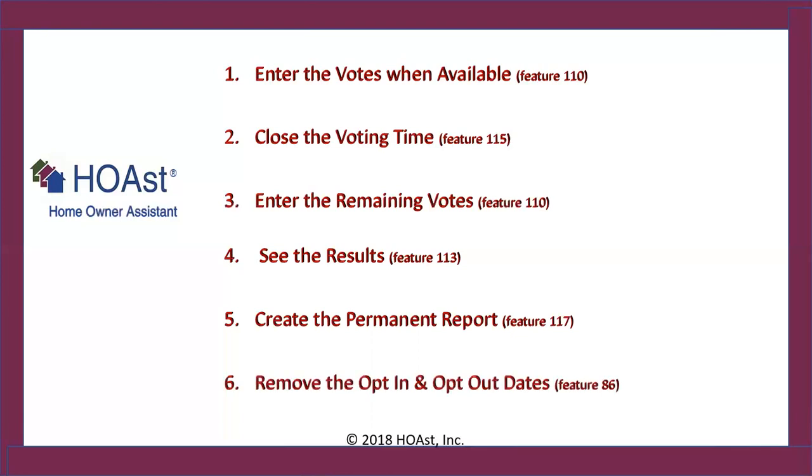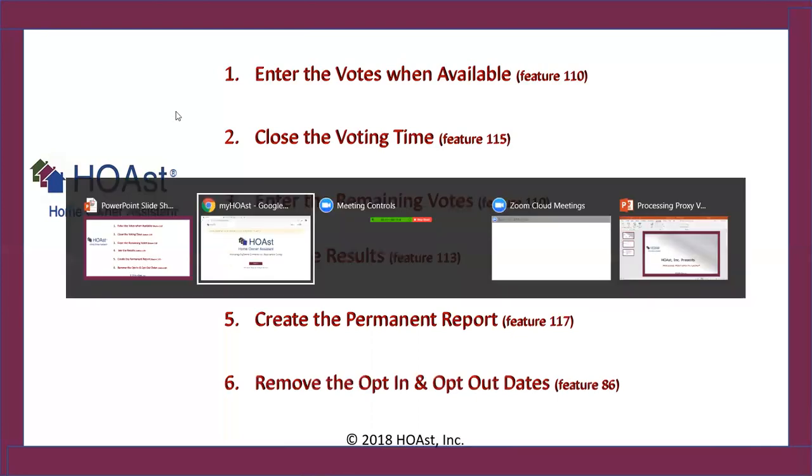And lastly, don't forget to remove the opt-in and opt-out dates. This is feature 86. The opt-in and opt-out dates are set based upon your board resolution, and they're set for any meeting that requires a quorum. Okay, so let's check these out now in myHOAst.